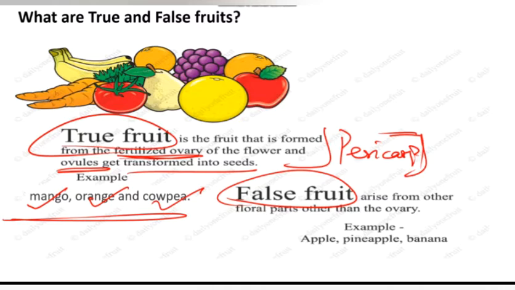Now, we have also false fruits. They are the ones that develop from other floral parts other than the ovary. So these ones don't actually develop from the ovary. Rather, they develop from other floral parts of the flower. Some of these fruits can integrate the ovary in their formation, but they cannot solely or independently form from the ovary. They must integrate other floral parts. We have examples of such fruits as apple, pineapple, and banana. These are examples of fruits that we call false fruits.